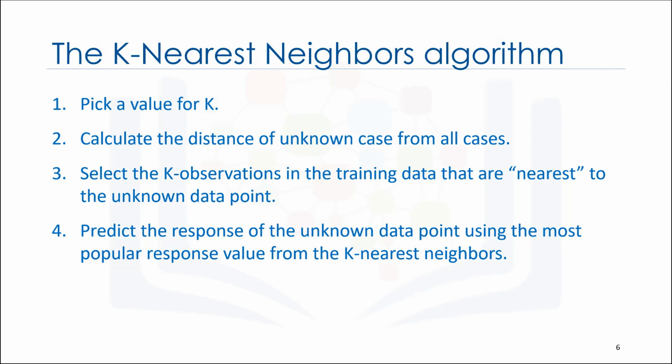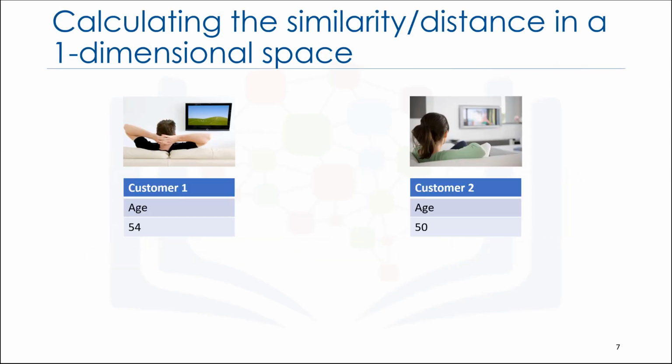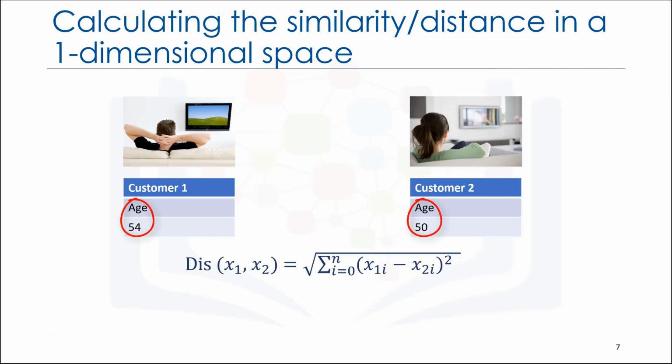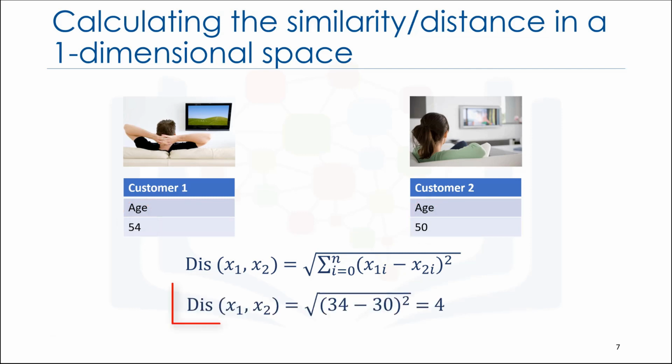Let's first start with the second concern, that is, how can we calculate the similarity between two data points? Assume that we have two customers, customer 1 and customer 2. And for a moment, assume that these two customers have only one feature, age. We can easily use a specific type of Minkowski distance to calculate the distance of these two customers. It is indeed the Euclidean distance. Distance of x1 from x2 is root of (34 minus 30) to the power of 2, which is 4.